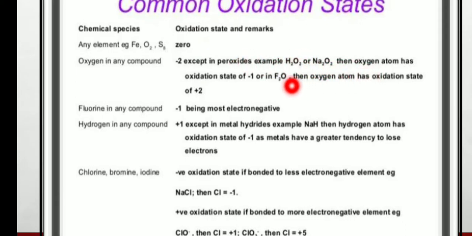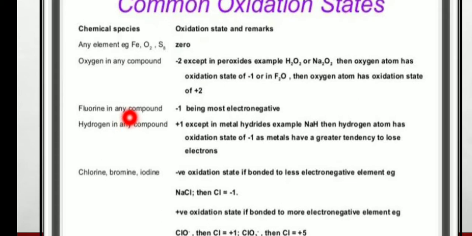Then the oxygen atom has an oxidation state of -1. Peroxide means O2, oxygen; H2O2 and Na2O2 are peroxides. Therefore -2 except in peroxide, for example H2O2 and Na2O2, then the oxygen atom has an oxidation state of -1, or in OF2, the oxygen atom has an oxidation state of +2.